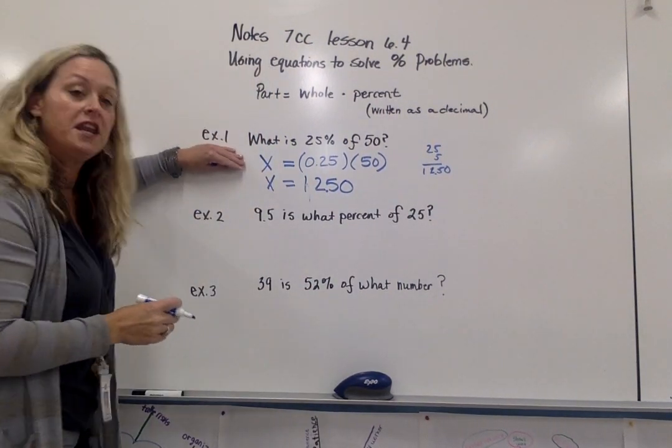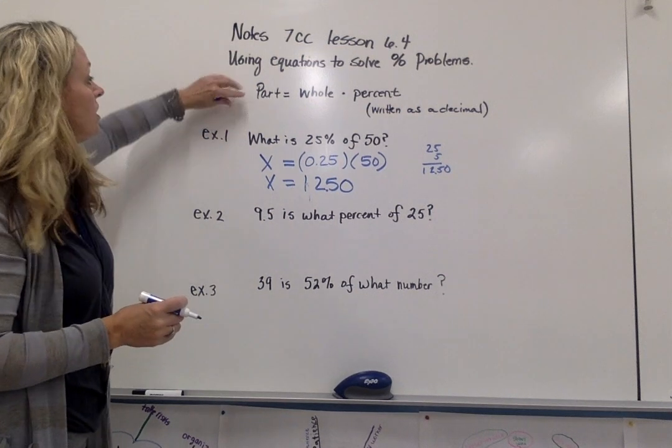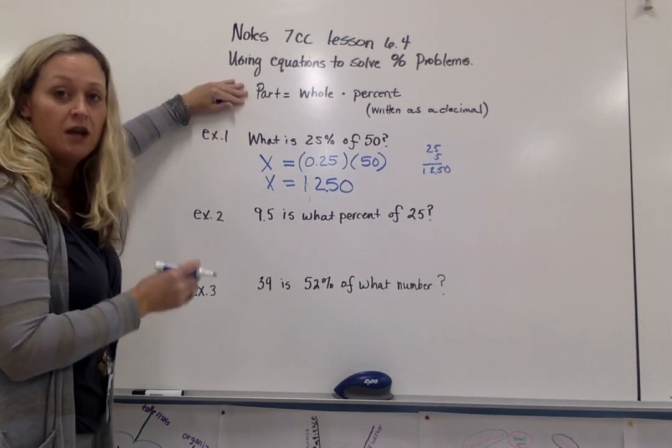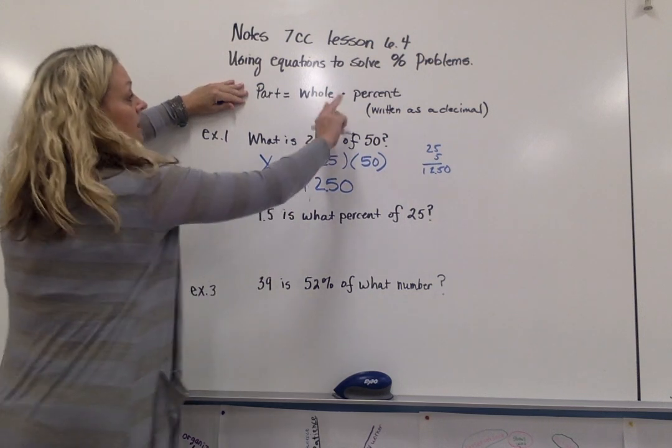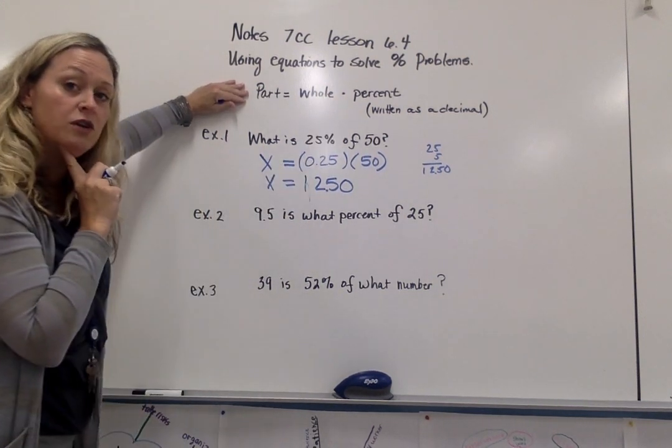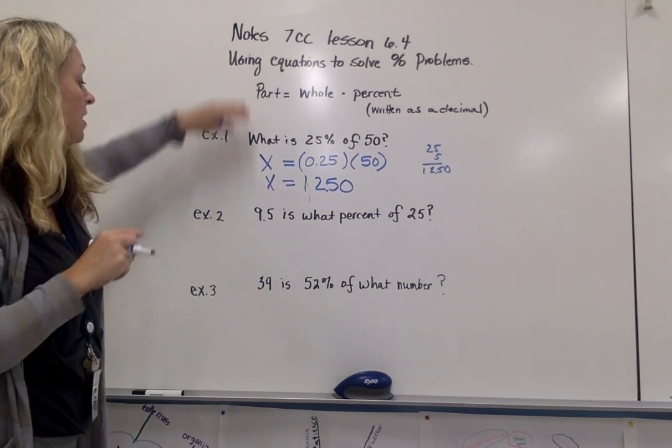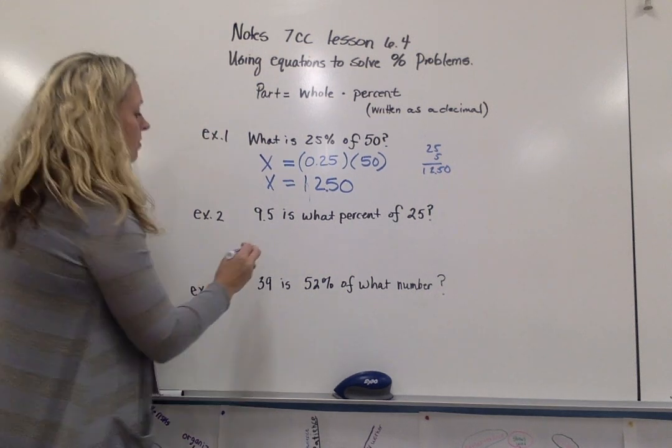So I've translated using the words to create part is equal to whole times percent, with the percent written as a decimal. And these are interchangeable because of the commutative property of multiplication. Let's look at example 2.